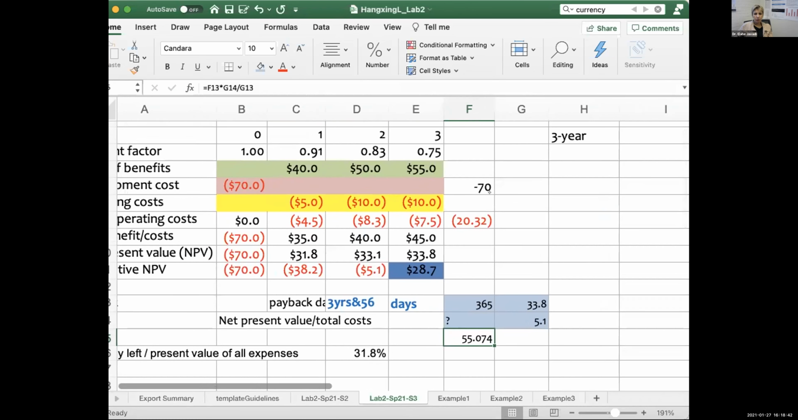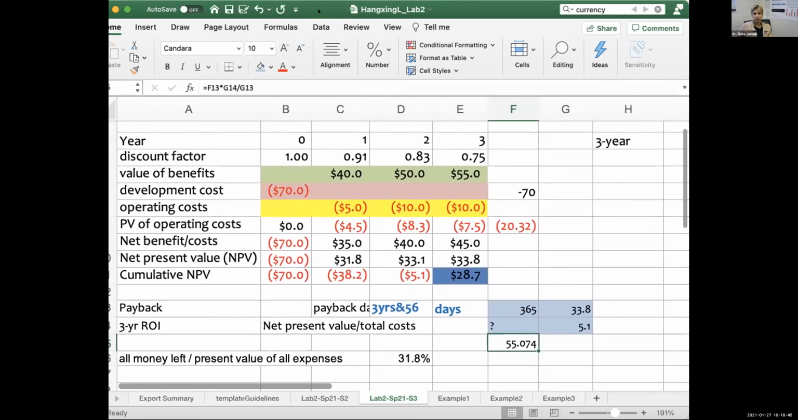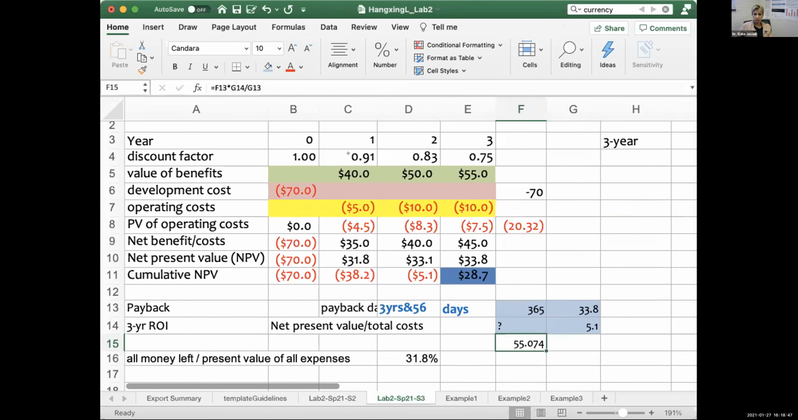Show me C4. C4. C8. C9. 10. 11. Show me your return on investment formula. This one? No. Return on investment. Or this one? Yes. Good. Done.